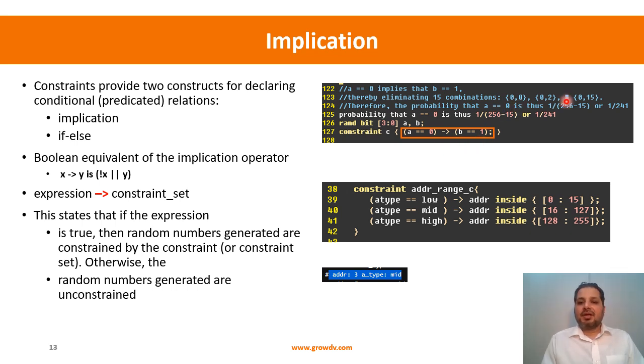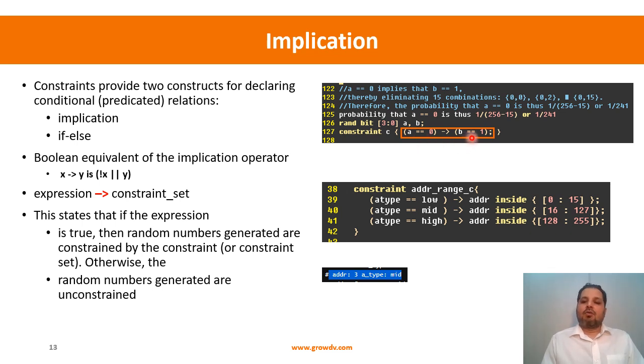So B cannot be 3, and so on and so forth. B cannot be 15. So when A is equal to 0, B can only be the value 1, which eliminates these 15 combinations, right? If I eliminate these 15 combinations, it means 1 divided by 256 minus 15, which means 1 divided by 241 is the probability that A will be equal to 0 and B will be equal to 1.